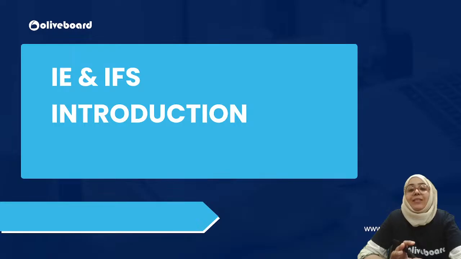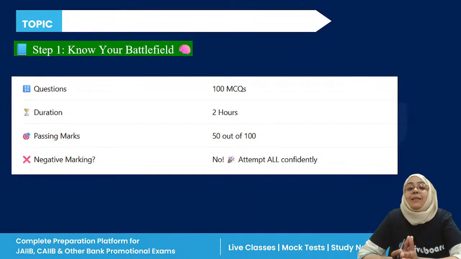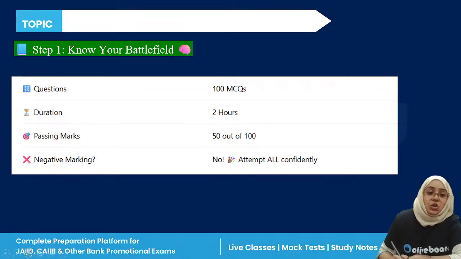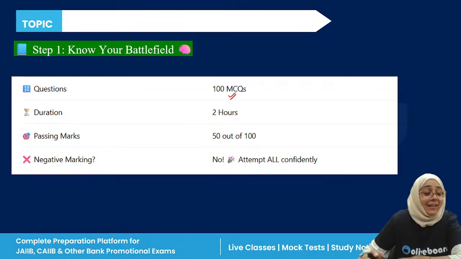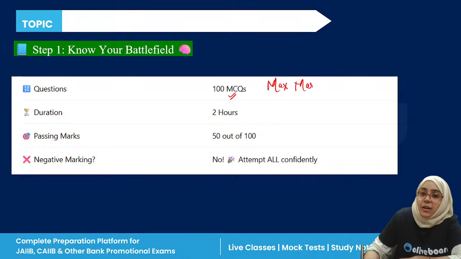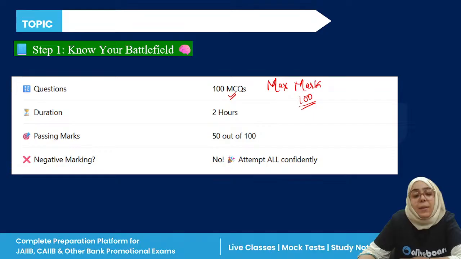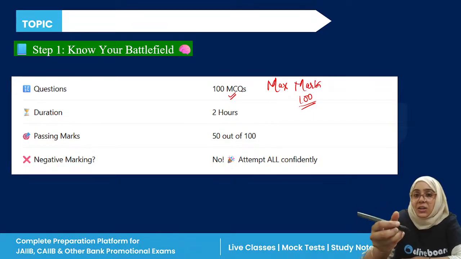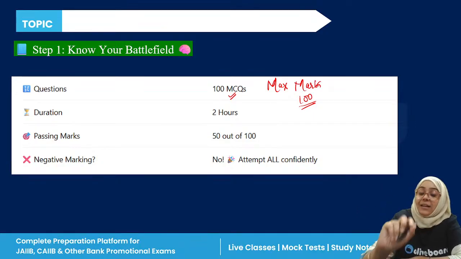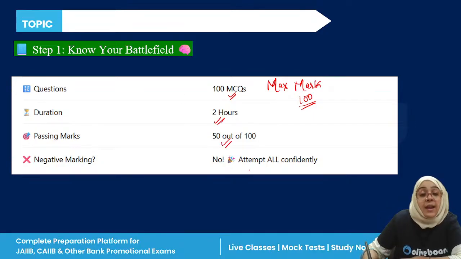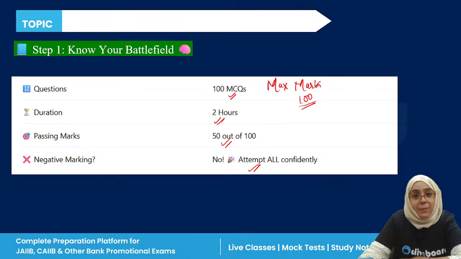First of all, when we are talking about this foundation batch, let us know the pattern of your examination. The total number of questions is approximately 100. It is not exactly 100, guys. Approximately means the maximum marks are 100. Some questions can be of 2 marks, some of 3 marks, so the number of questions can be less than this also. But the maximum marks is 100. The duration is 2 hours. You have to score 50 out of 100, and there is no negative marking for your examination, right?